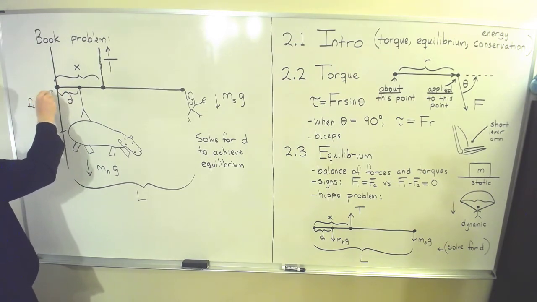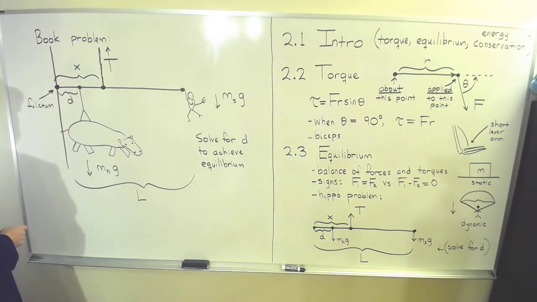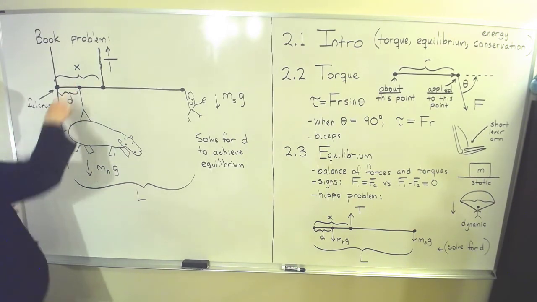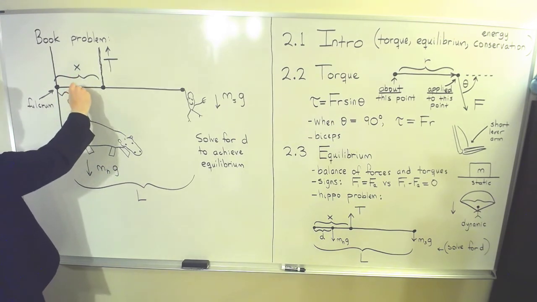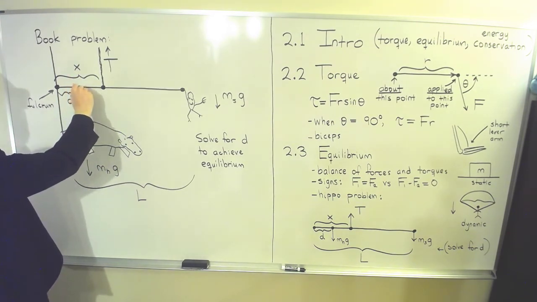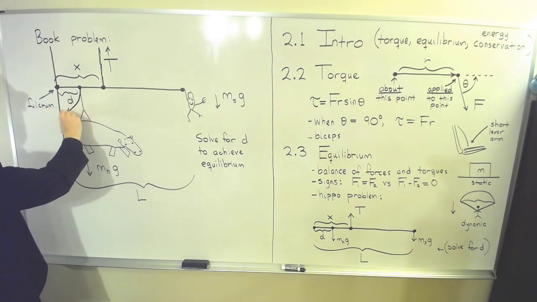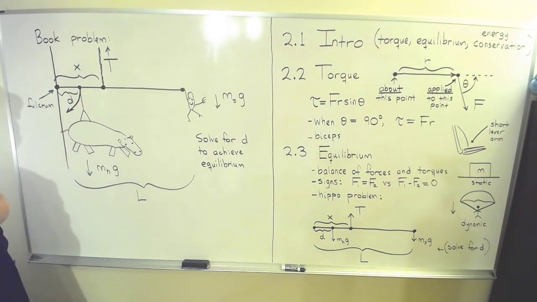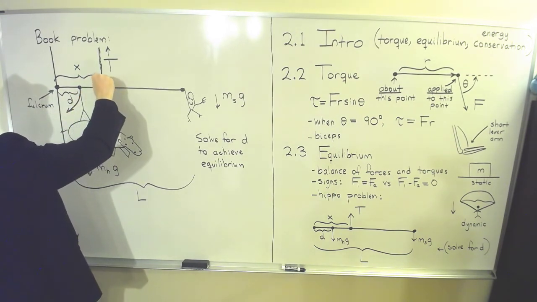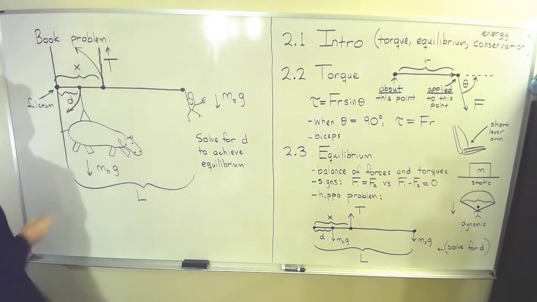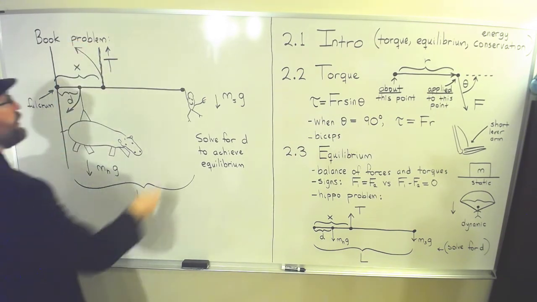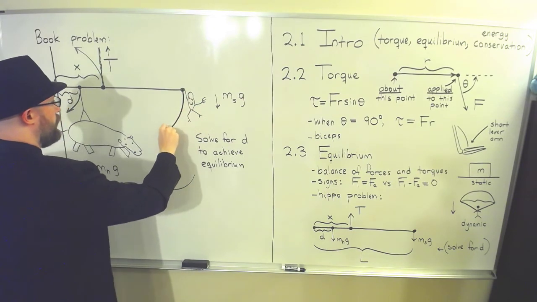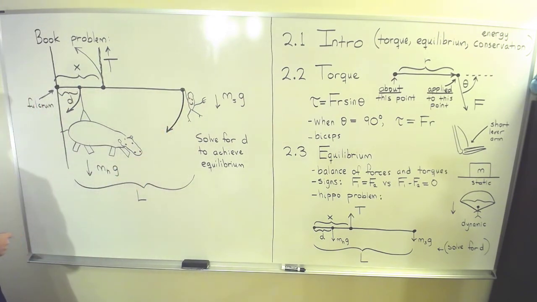So this is this end of the board. And then there's going to be 3 torques that are exerted here. So you have the hippo pulling down here. Now this makes the board want to rotate in this direction. So that's one torque. And then I have the tension here, and this exerts a torque in that direction. It makes it want to rotate that way. And then this exerts a torque in that direction.